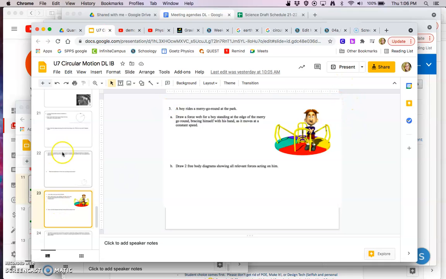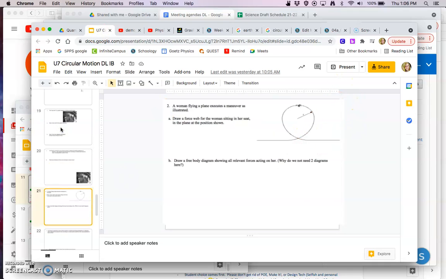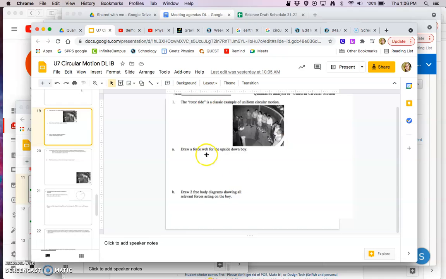All right, IB Physics. So in class, we set up our free body diagrams for this roto ride, where our normal force is pushing towards the center of the circle, and so it's keeping the students in this ride.